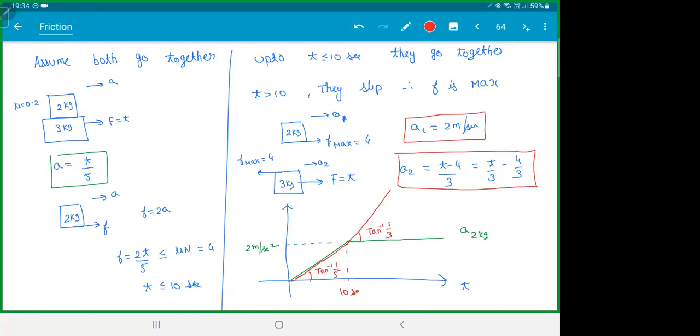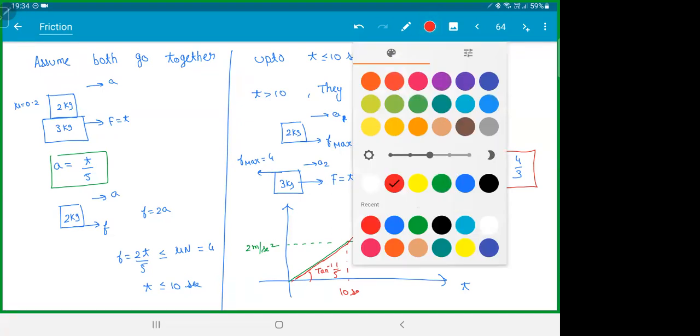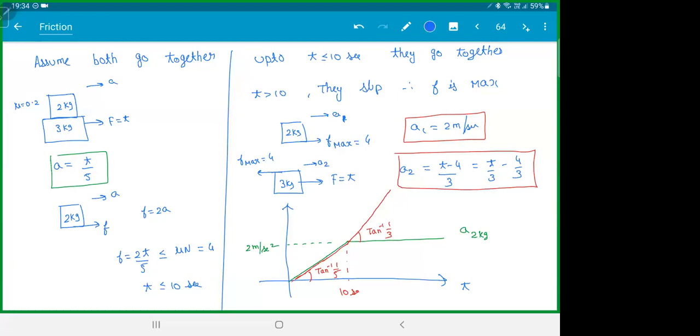Please check. This is how the graph looks. Up to 10 seconds, both will go together. After 10 seconds, the green line, the A2 will become constant and the 3 kg will start going faster. It will branch off. The graph will branch into 2 parts. That is how the graphs will look. Have a look at this. Ask me if you're confused.